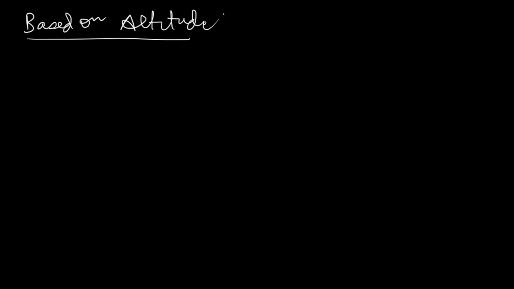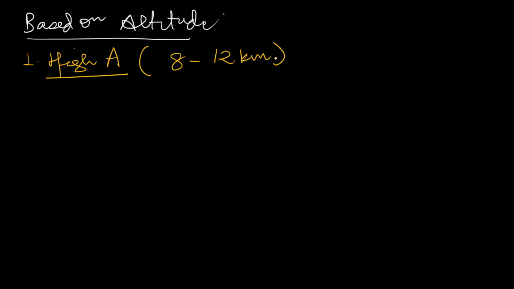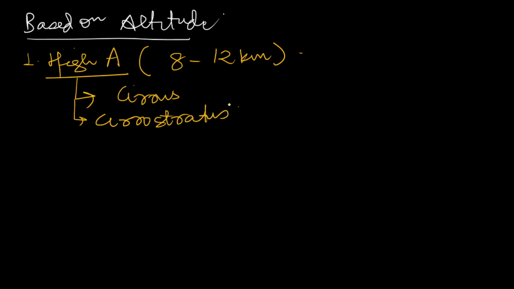So first of all we have high altitude clouds. High altitude clouds lie from 8 to 12 kilometers from Earth's surface. These high altitude clouds are cirrus and cirrostratus. And these clouds generally absorb the terrestrial radiation.